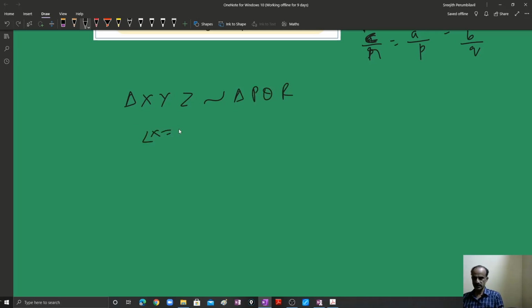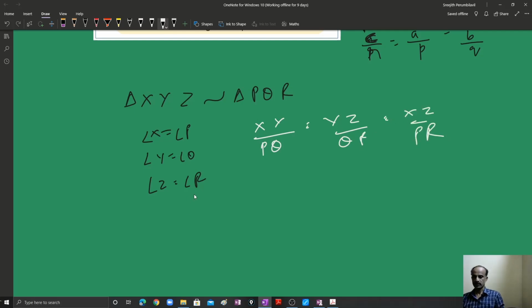Then angle X is equal to angle P, angle Y is equal to angle Q, and angle Z is equal to angle R. Also one more thing: XY by PQ is equal to YZ by QR is equal to XZ by PR. So that is the criteria for similarity. If two triangles are similar, then we have corresponding angles equal and corresponding sides proportional, or in the same ratio. This is the basic thing to be learned in this chapter.